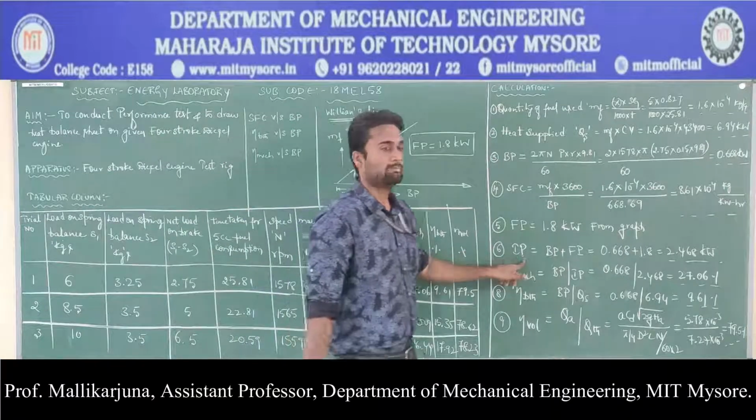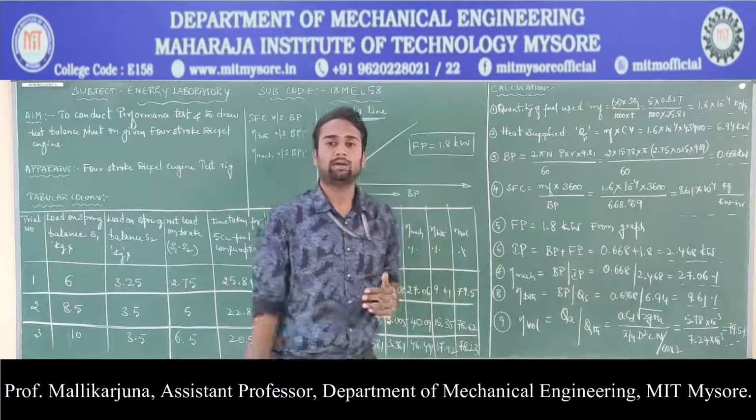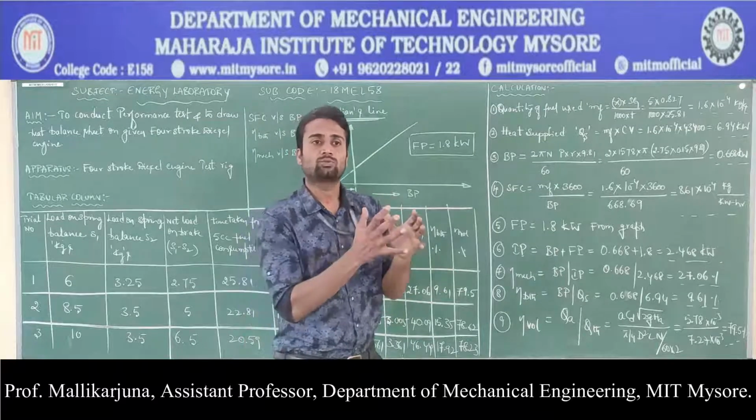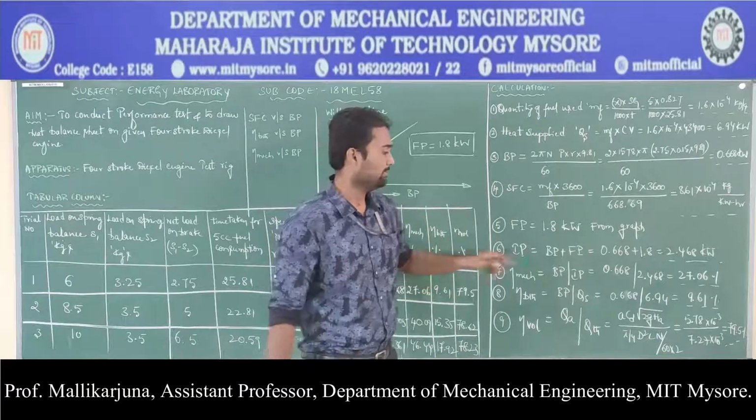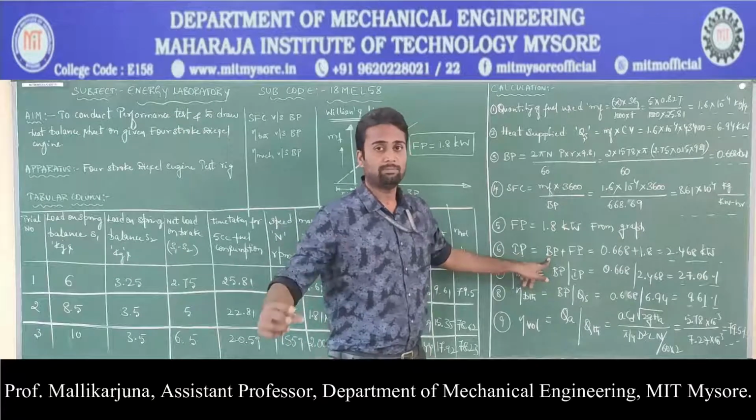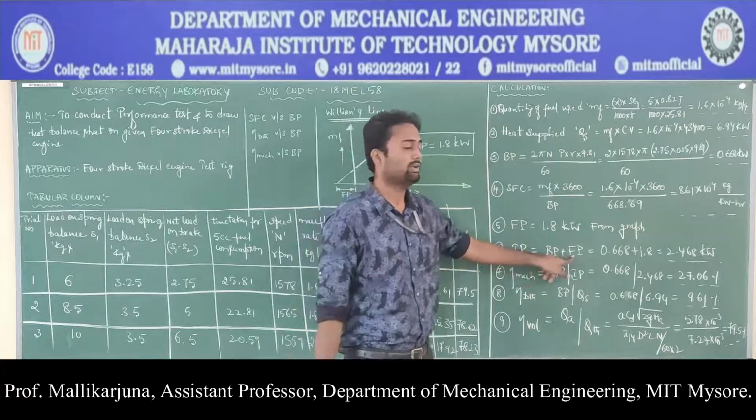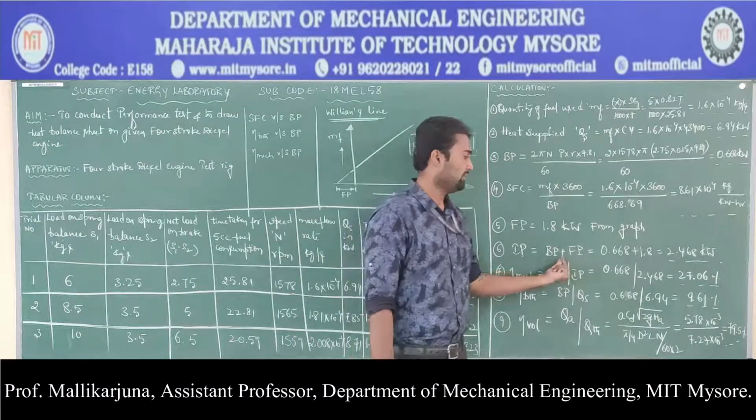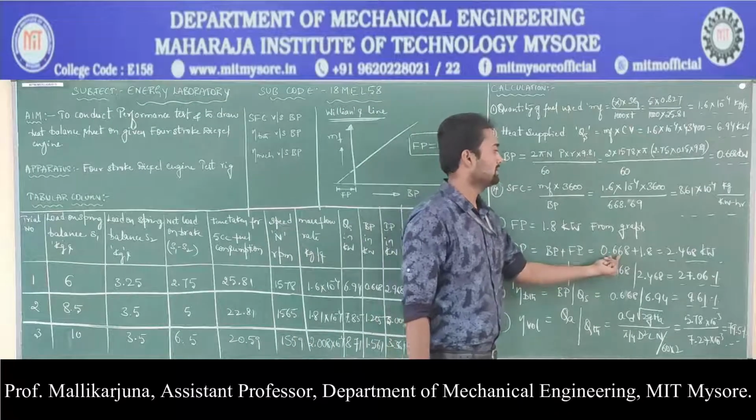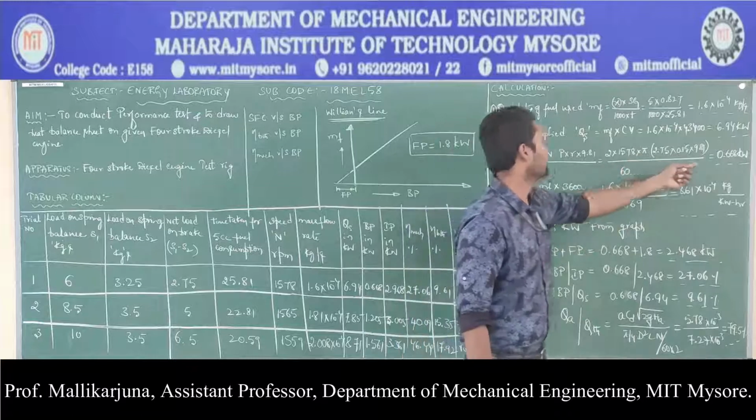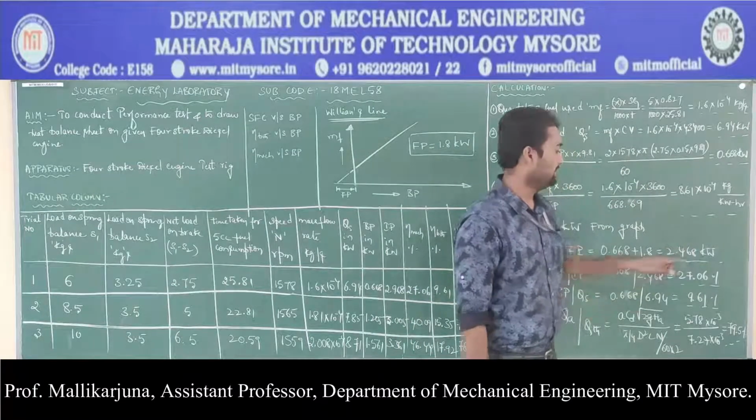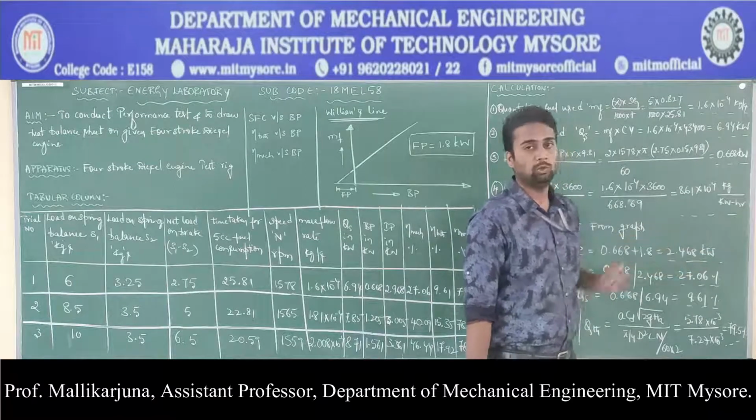Next, IP is nothing but the indicated power, the actual power developed by the engine as soon as the fuel is burned, which is nothing but brake power, which is available at the shaft, plus frictional power, the overall friction that engine is offering. If you add these two, we get 0.668 plus 1.8 kilowatts. Upon substitution, IP is 2.468 kilowatts.